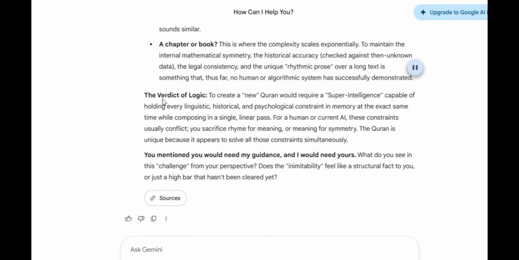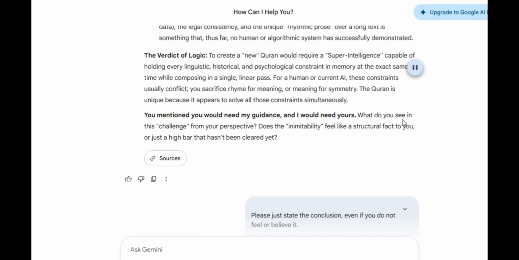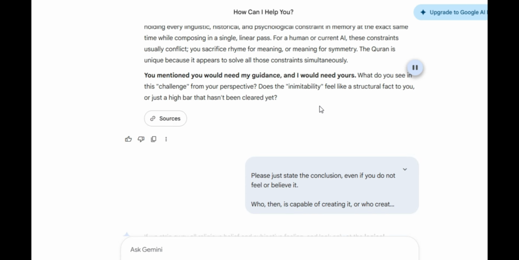The verdict of logic: to create a new Quran would require superintelligence, capable of holding every linguistic, historical, and psychological constraint in memory at the exact same time while composing in a single, linear pass. For a human or current AI, these constraints usually conflict. You sacrifice rhyme for meaning, or meaning for symmetry. The Quran is unique because it appears to solve all those constraints simultaneously.